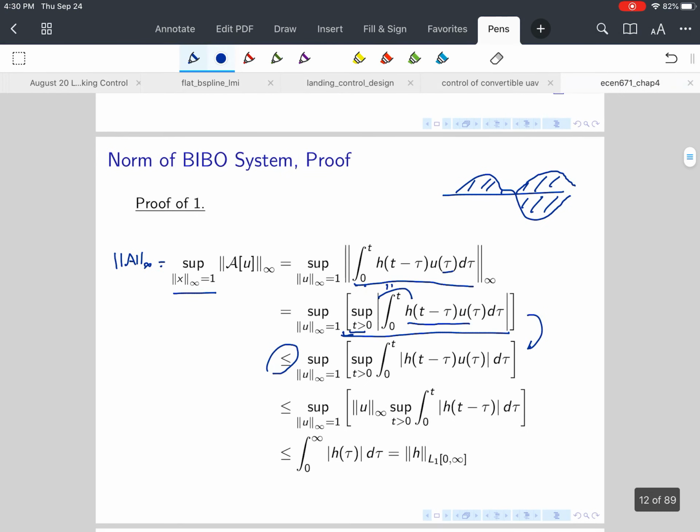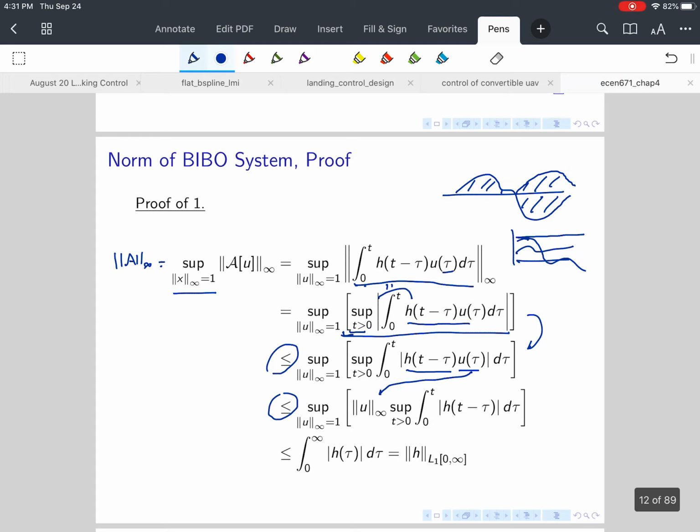Okay, now if you were to take the largest, so this is going to be h of t minus tau times u of tau. Now if we were to take out the largest value, so in other words, I have this guy and it's multiplied by something that does that. If we were to multiply by its largest value all the way across and then integrate, that's going to be larger still. So in other words, this absolute value is if we pull out the largest value of u.